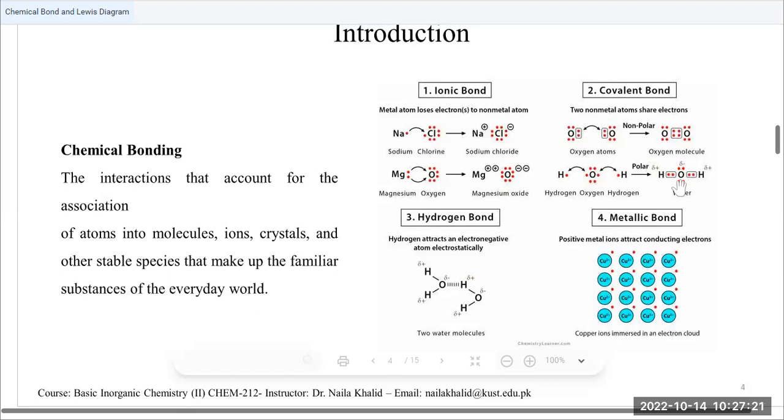Water is a very stable species, a very stable compound, which is present on Earth. You can see plenty of water on the Earth. It is an example of a chemical bond which is a polar covalent bond. Here, this is a non-polar covalent bond. So the chemical bond is a force that holds the two atoms, or the two ions, together. You can say that a chemical bond is an interaction that accounts for the association of atoms into molecules, ions, and crystals.